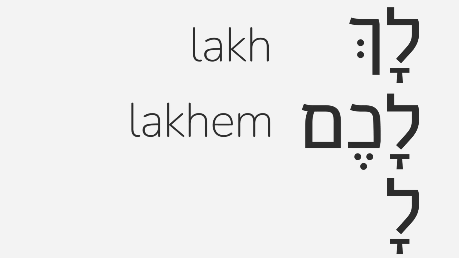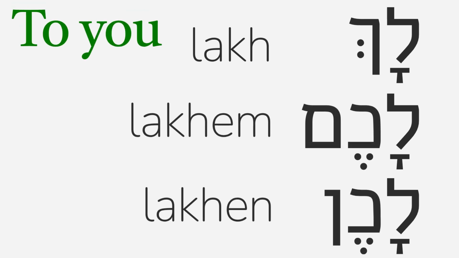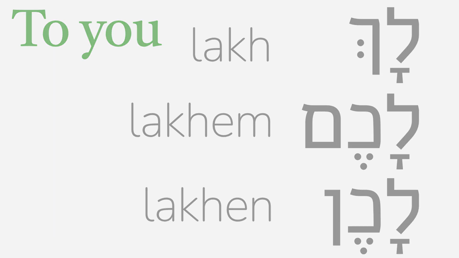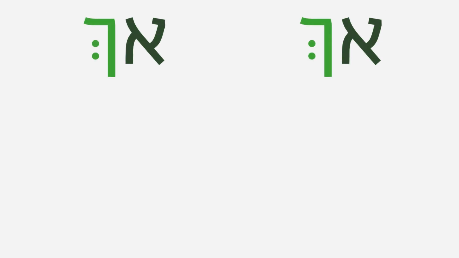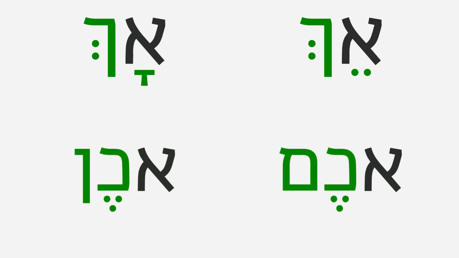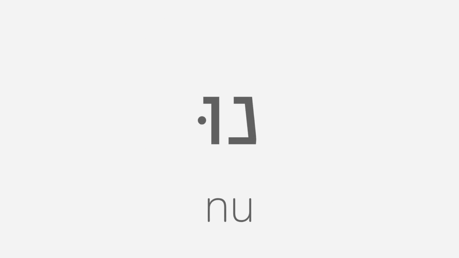But when we put these suffixes on the preposition la, the vowel in between is a kamatz for all three suffixes. Lach, lachem, and lachen. To you, feminine singular, masculine plural, and feminine plural. So the suffix ch can use a tsere or kamatz, and chem and chen will use either a schwa or a kamatz. The suffix nu means us, and also needs a vowel between itself and the preposition it's on.